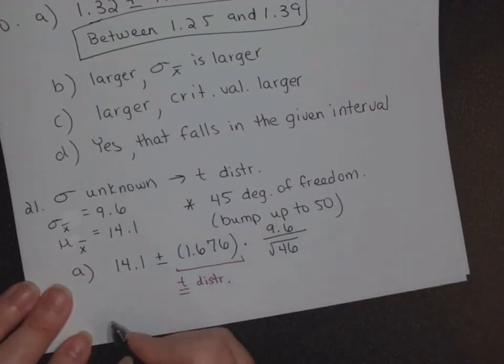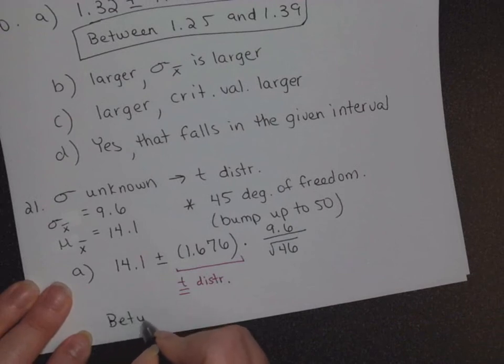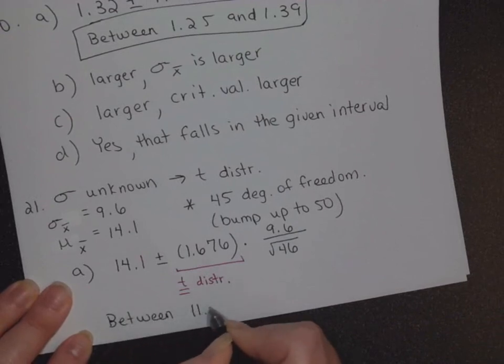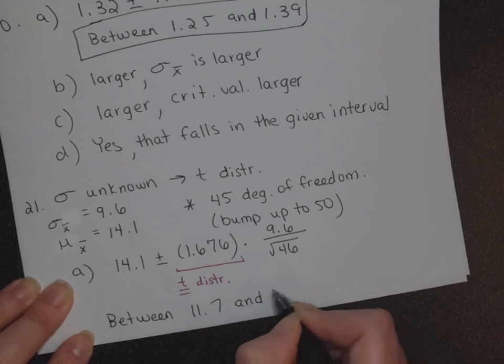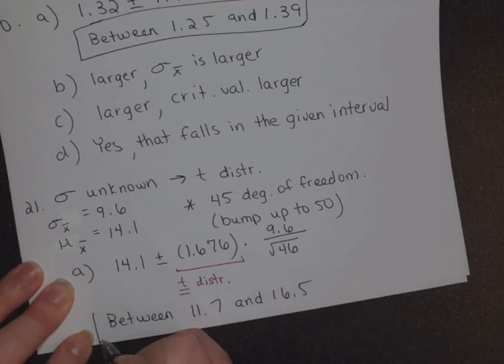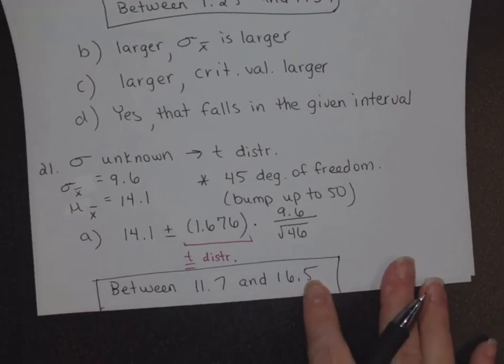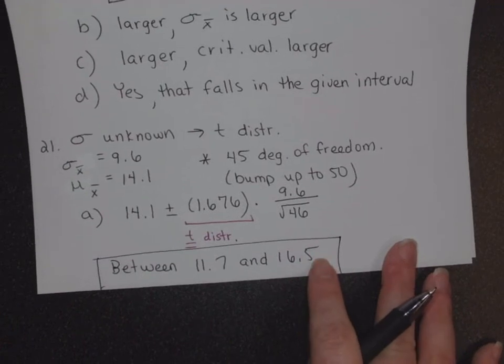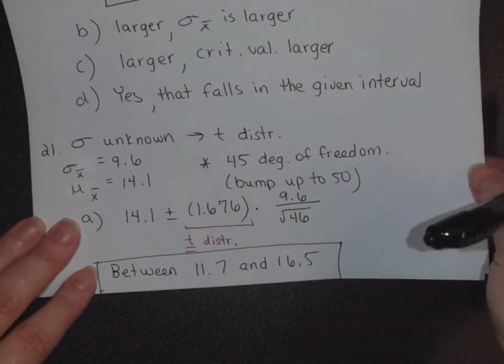And so if you do that, you're going to get between 11.7 and 16.5. Okay. Notice on the key I wrote it in interval notation. You can either do that or you can write it out in words if you don't like interval notation. That's fine with me too.